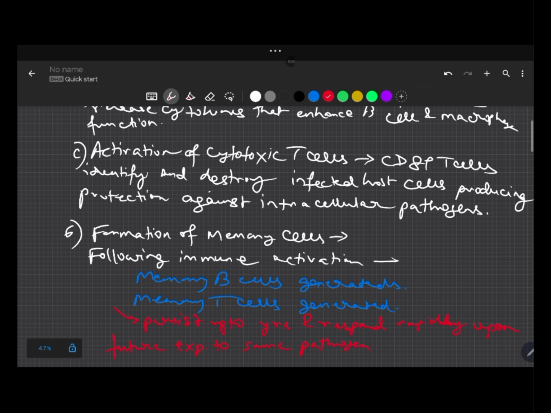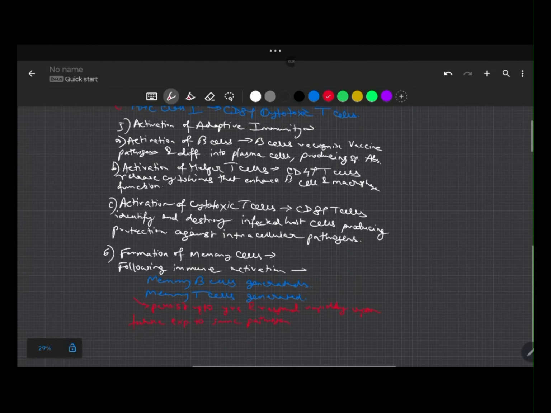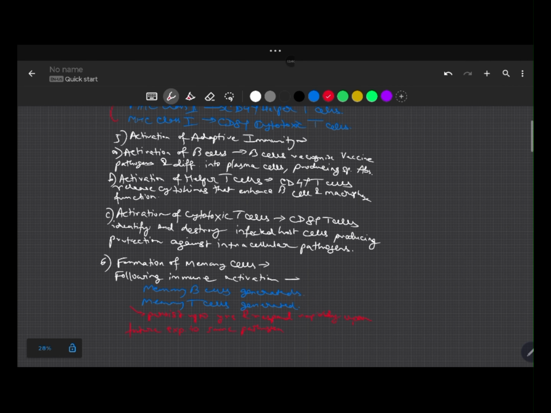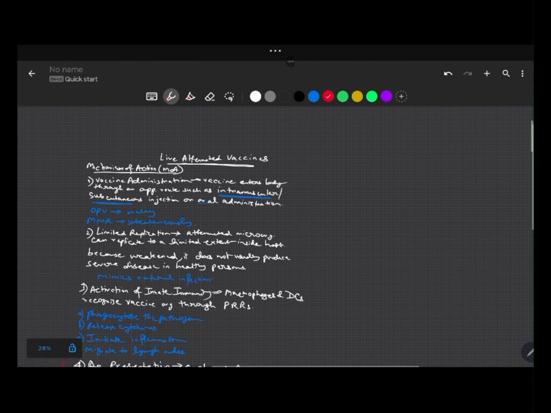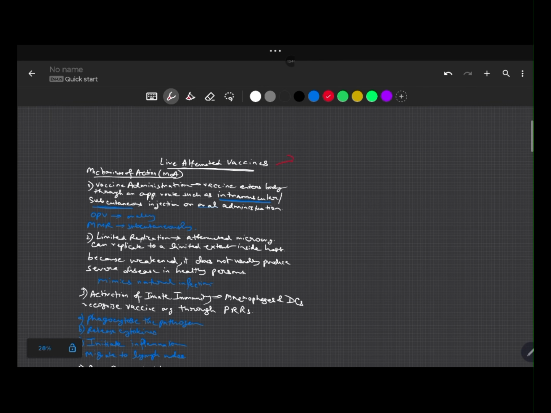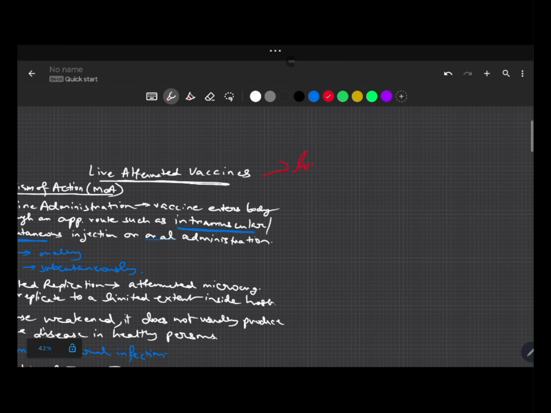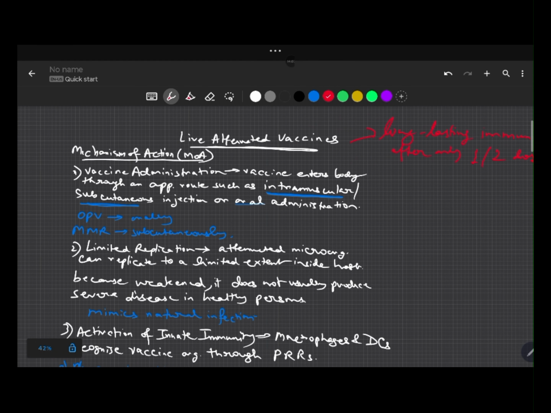Okay, so this explains why live attenuated vaccines produce long lasting immunity after only 1 or 2 doses. Okay, so this is the total mechanism of action.